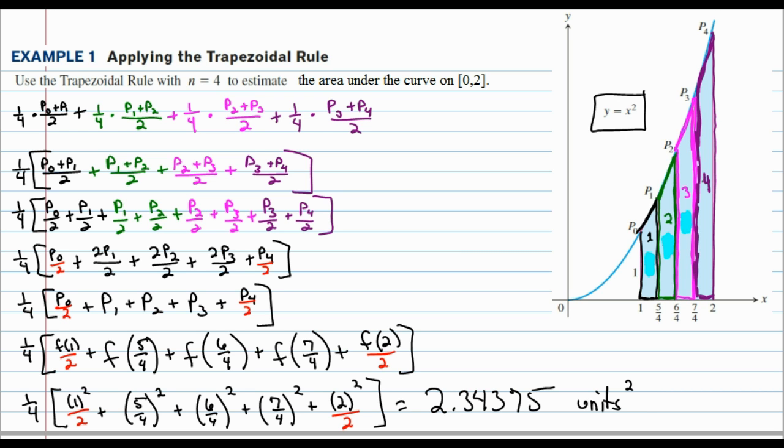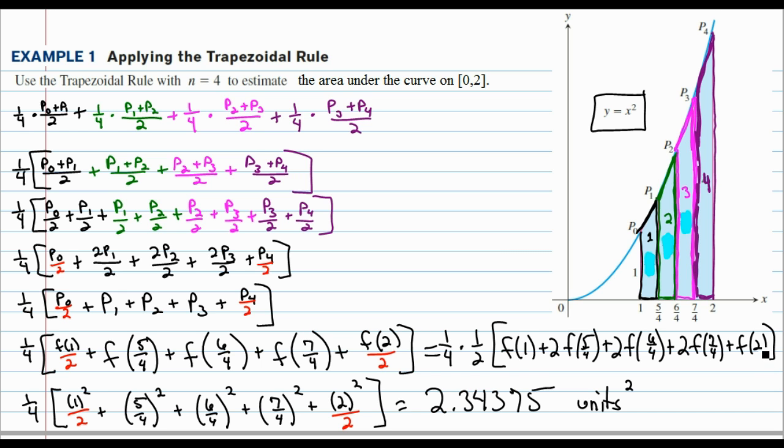2.34375 square units. Now yes, in here you could have factored out the 1/2, which then would have given us f of 1 by itself, but f of 5/4 divided by 1/2 is the same thing as f of 5/4 times 2, so 2 f of 5/4. So I'm doubling all of the inside ones, but a single f of 2 and f of 1. So here's kind of your different phases of the trapezoidal rule, whichever one you would like to utilize, and sometimes it'll depend on the situation. You're more than welcome to do that.